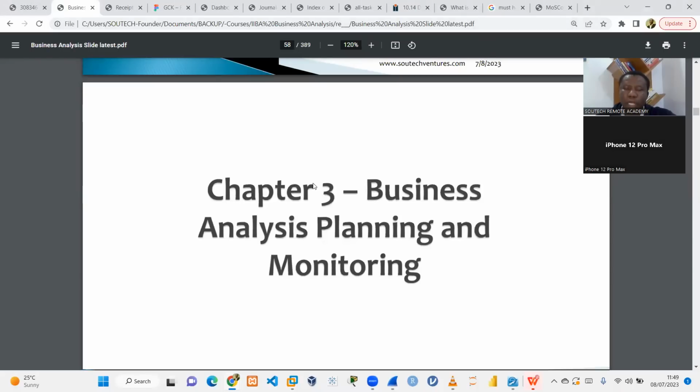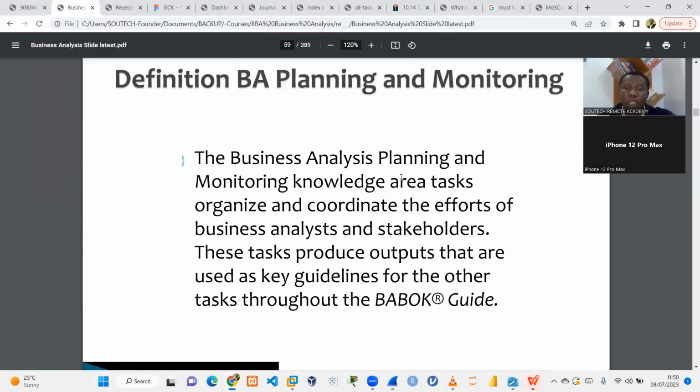Okay, so welcome. So let's look at business analysis, planning, and monitoring. So this is the very first knowledge area. This is one of the first things we want to learn how to do. So what is it? The business analysis planning and monitoring knowledge area tracks, organizes, and coordinates the efforts of business analysts and stakeholders. These tasks produce outputs that are used as key guidelines for other tasks throughout the BABOK guide.